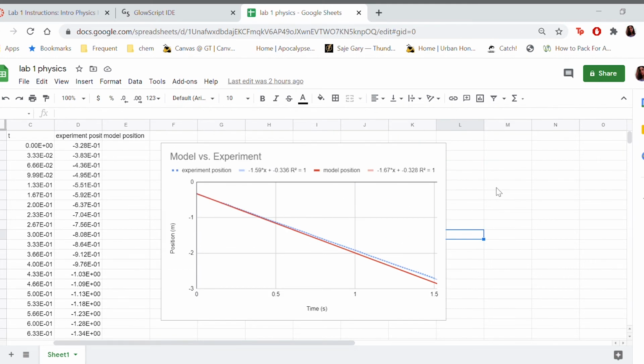Then in the chart, we can see that we have a position versus time graph where the experiment position and the model position are very close. They're both linear with R squared values of 1. However, there is some deviation towards the end, which is due to a number of factors.